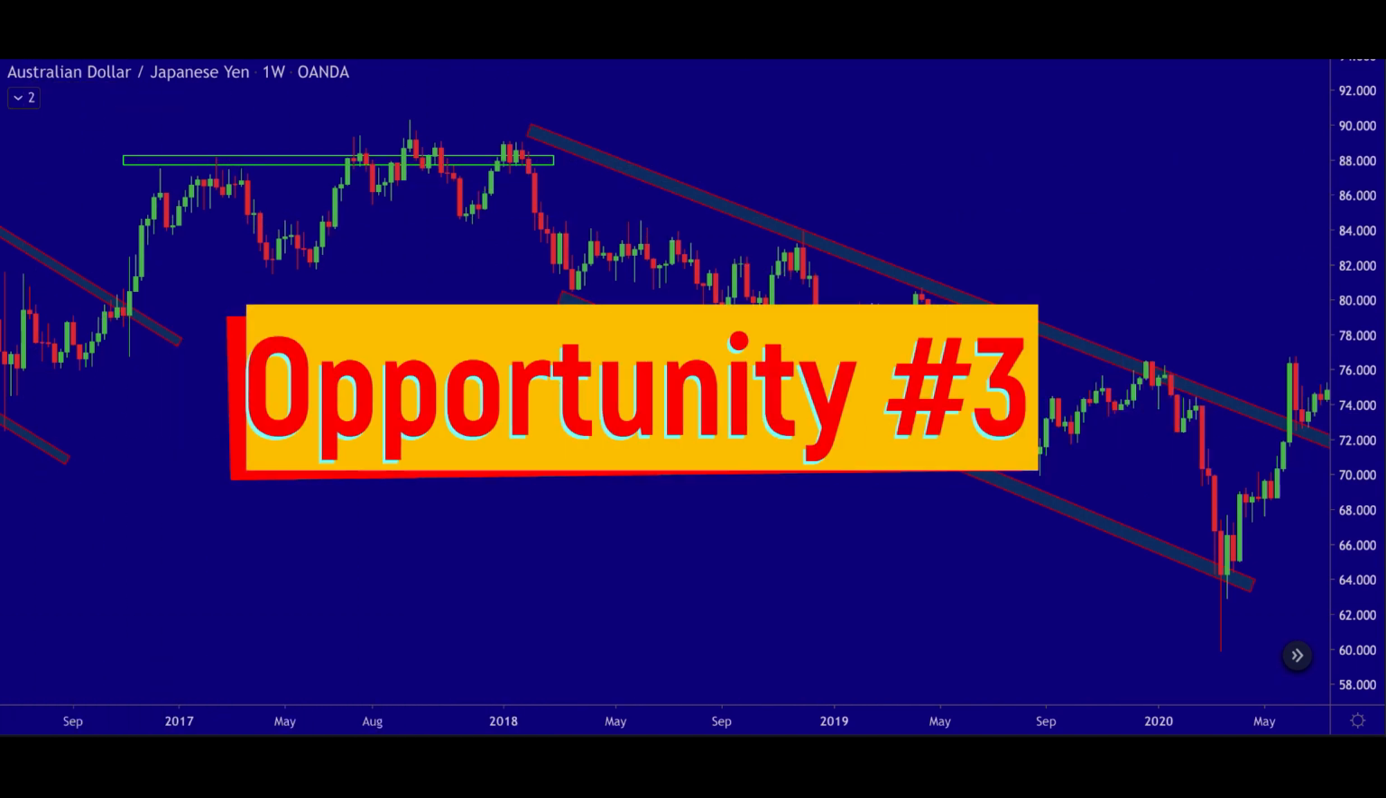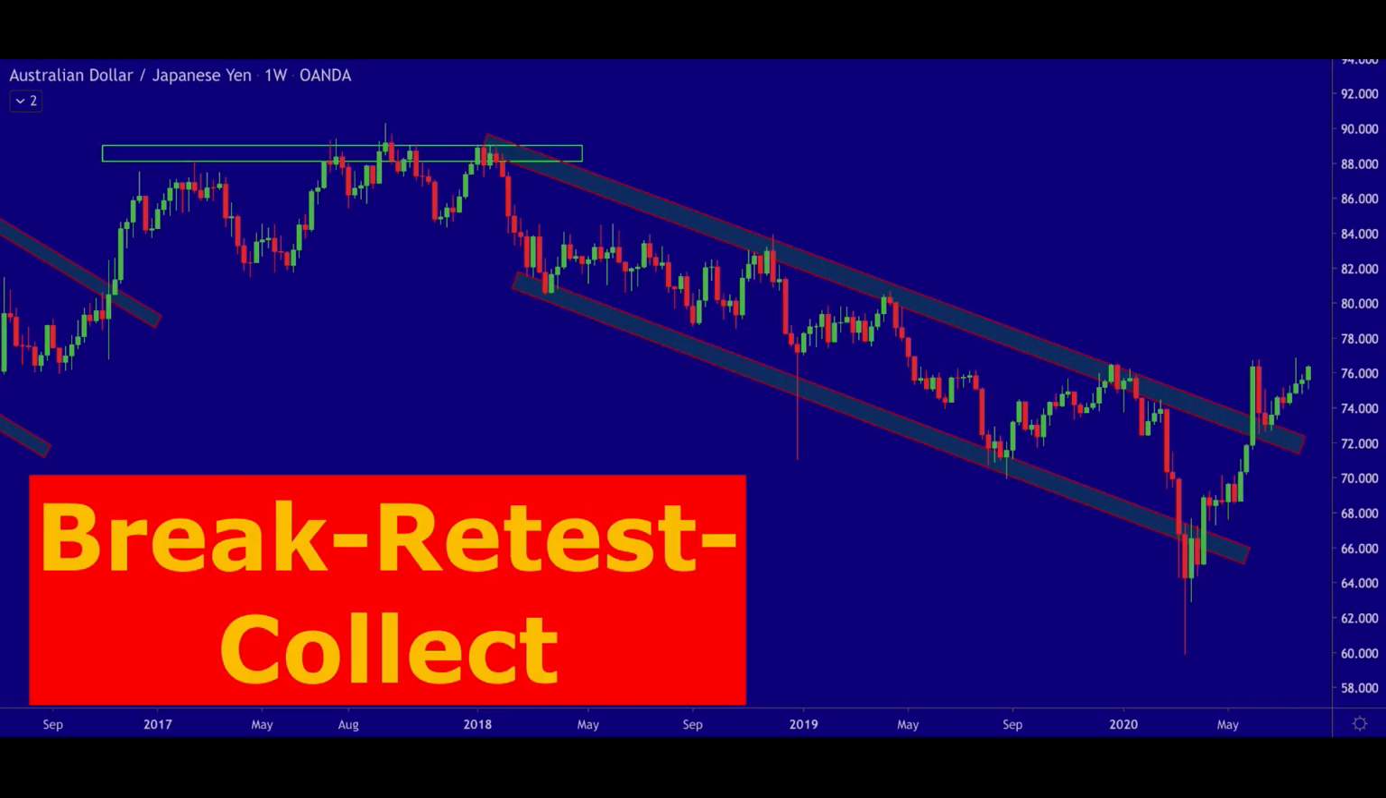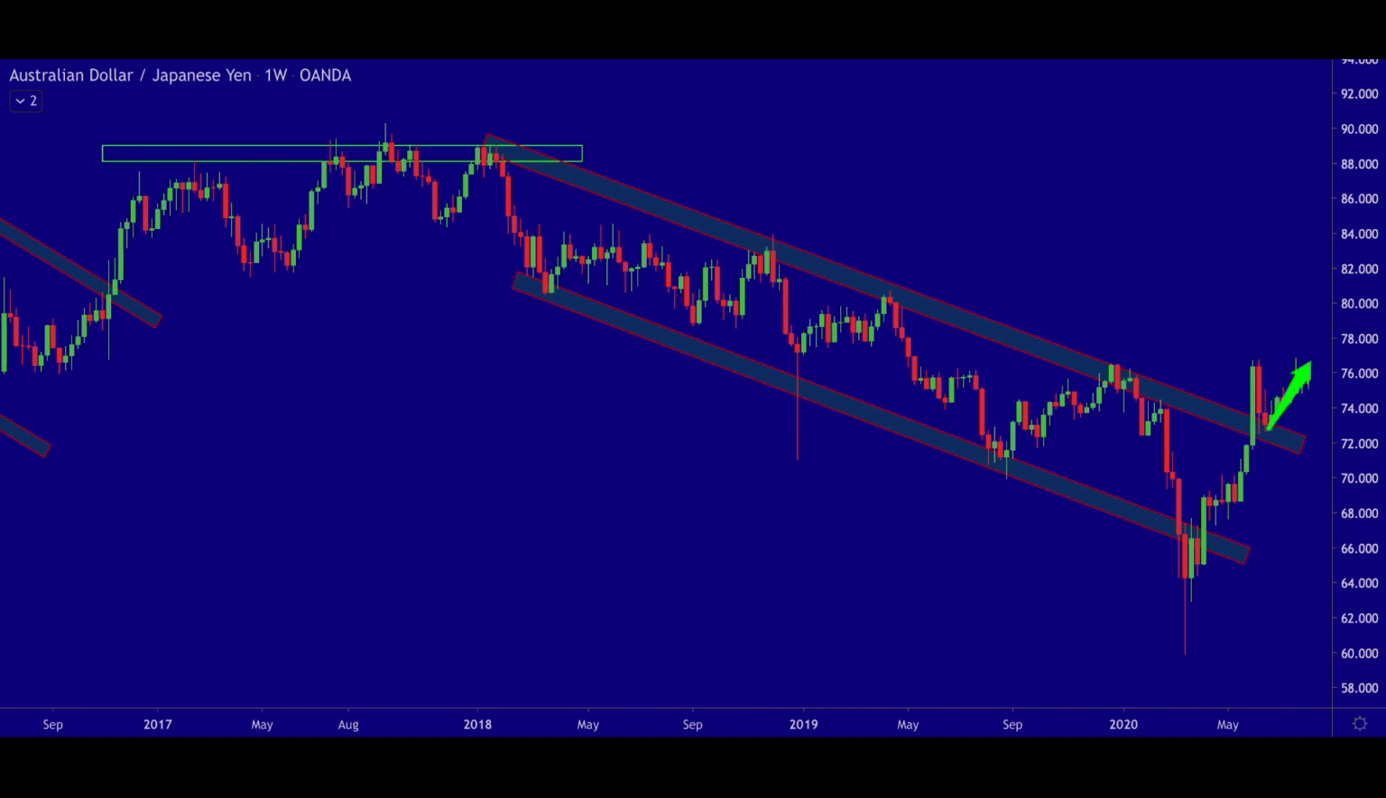The third and final way you can make money trading in a trending market is you can enter in on the break, retest, and collect. Again, that's the break, retest, and collect. Now let's show you what that looks like slowed down.